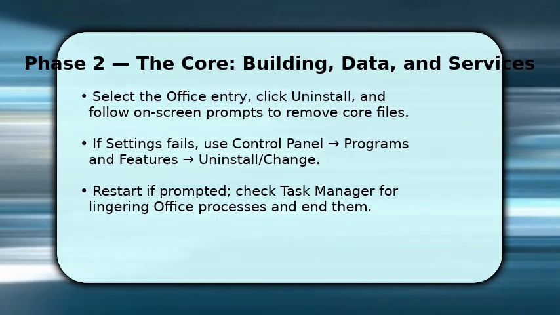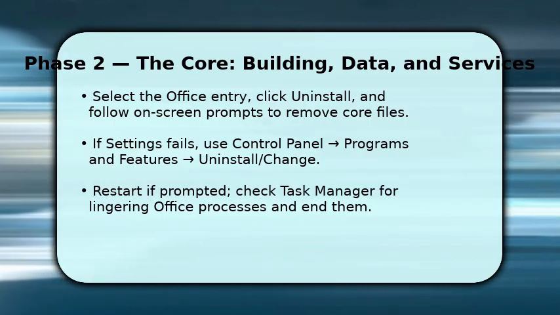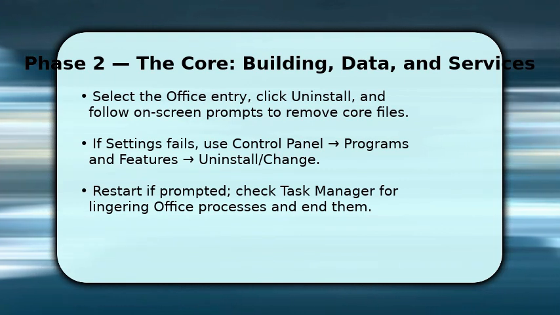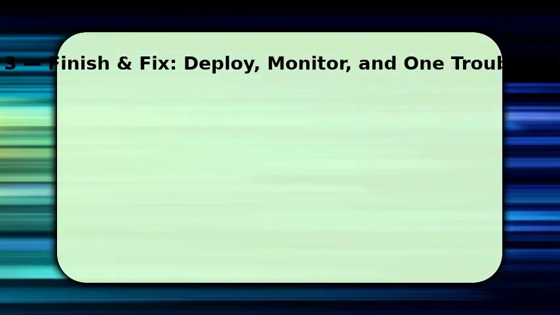If something blocks removal, open Task Manager and end any WinWord, Excel, or Office processes. You finish by cleaning residual files and registry traces. Remove %ProgramFiles%\Microsoft Office, and check %AppData%\Microsoft for Office folders, then empty the recycle bin.